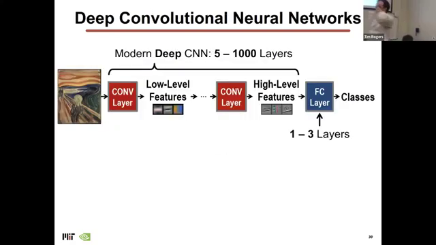Okay. So deep neural networks, we're going to focus on convolutional neural networks here, because these were the networks that began the machine learning revolution, particularly in image processing. And so a modern deep neural network, and we're going to use a convolutional network as an example, will have hundreds or thousands of layers.